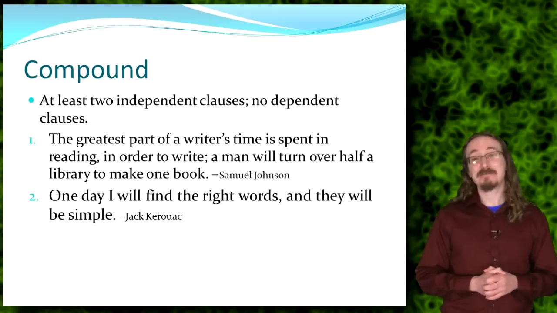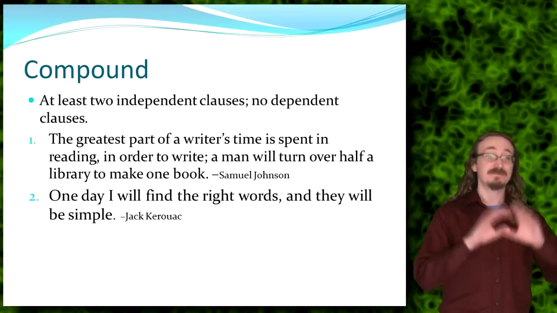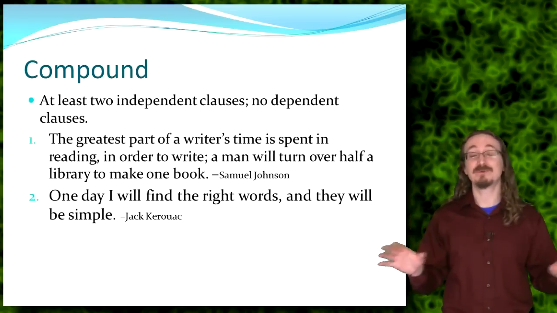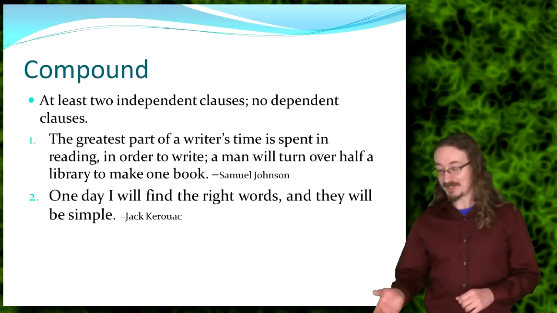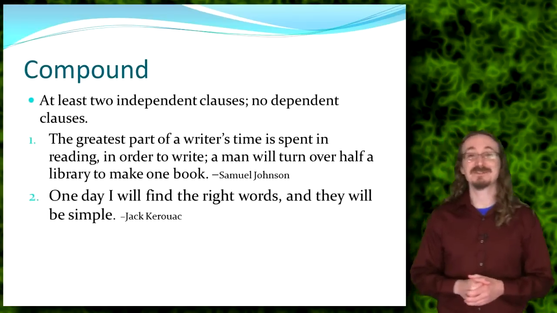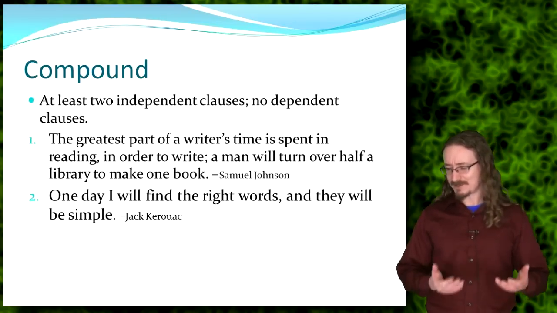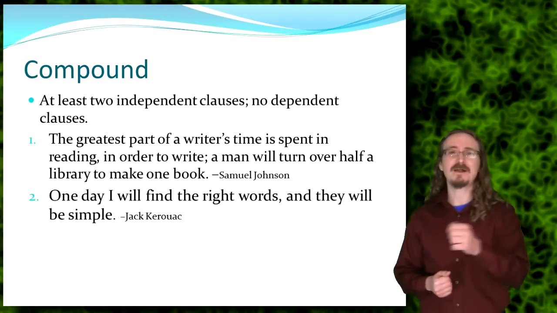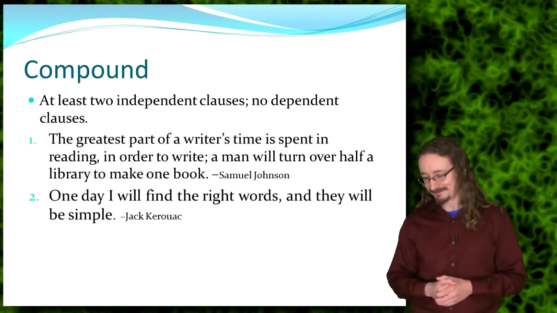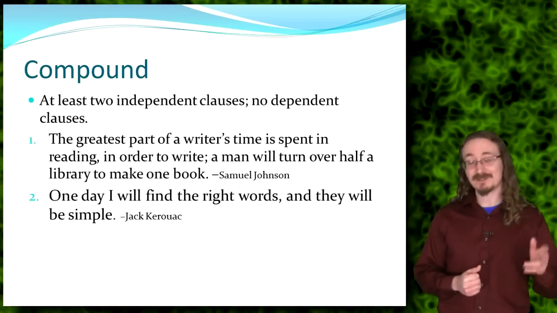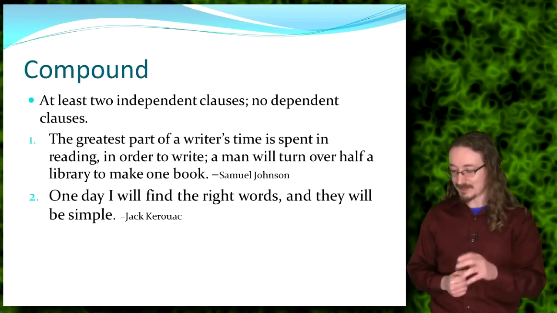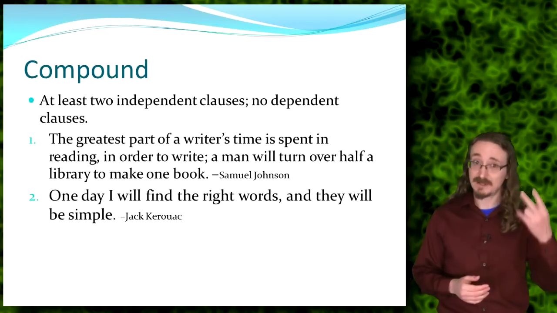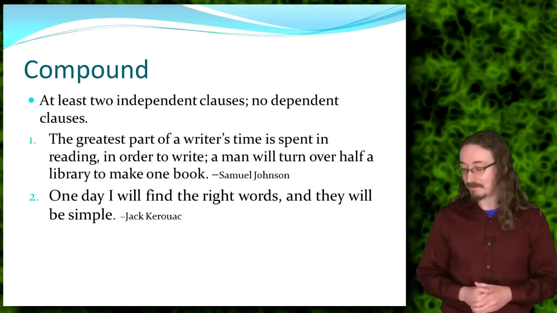Okay, now we get into compounds, and these will be two independent clauses, but there's still no dependent clause. So basically, you just take a couple of simple sentences and put them into the same sentence. So here's an example from Samuel Johnson, who wrote the first dictionary. The greatest part of a writer's time is spent in reading. In order to write, a man will turn over half a library to make one book. So one of those clauses there is the greatest part of a writer's time is spent in reading. And the other clause is a man will turn over half a library to make one book. You have two independent clauses, so that makes a compound.